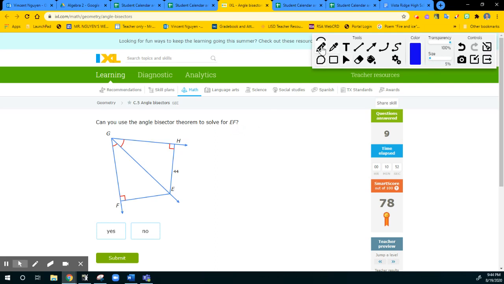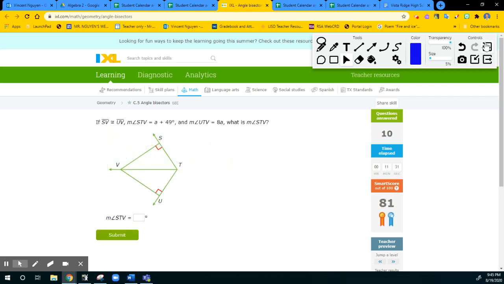Okay. This one asks, can you use the angle bisector theorem to solve? Here's a different kind of question. It's asking you if this picture gives you enough information to prove that EF is the same as 44. And the answer is yes, because they tell us that this is equal, right? The angles are equal, and these are 90 degrees. If these are not 90 degrees, then the theorem won't be true. So we do have enough information to show that FE is also 44. So I'm going to say yes.